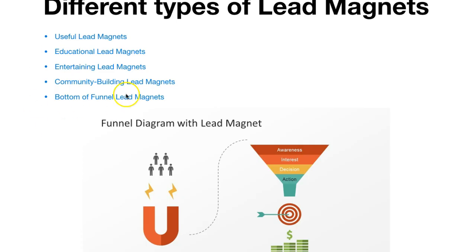You can see here the funnel with a diagram. With a lead magnet, what exactly do you do? You create awareness. Once you create awareness, the interest of those prospects increases, and once the interest increases, the decision power increases, and once there is a decision whether they want to buy or not, they take an action, either yes or no. If they take action yes, that is what you targeted, and you would see a lot of money pouring into your bank account.